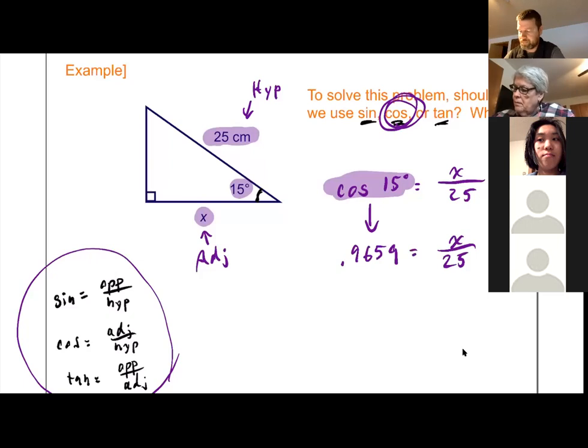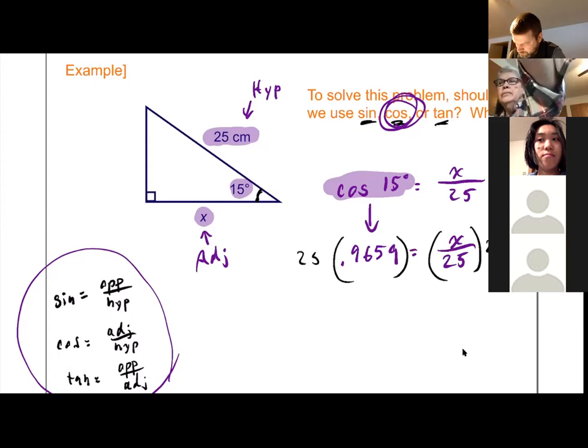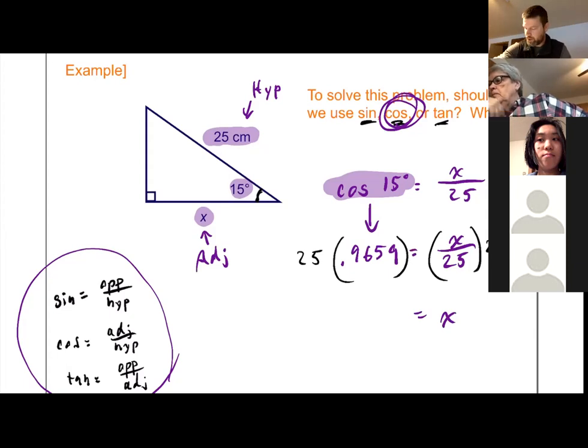Now it's really easy. If I don't want that 25 down here, how am I going to get rid of it so it's not down there anymore? You multiply it? Yep, multiply by 25. On the right side, I'll have x by itself. And on the left side, I just need to multiply those numbers, which I would probably use a calculator for. I don't want to multiply that in my head. So I've got a calculator here. 25 times 0.9659 is about 24.1.